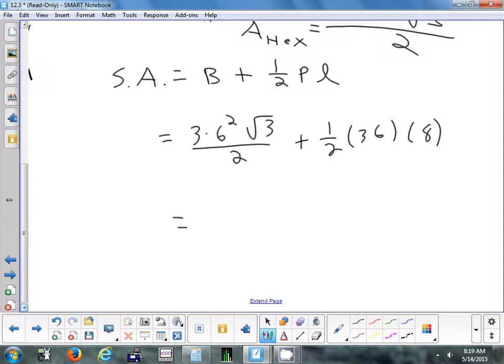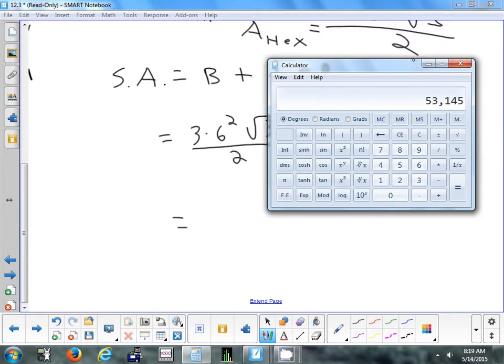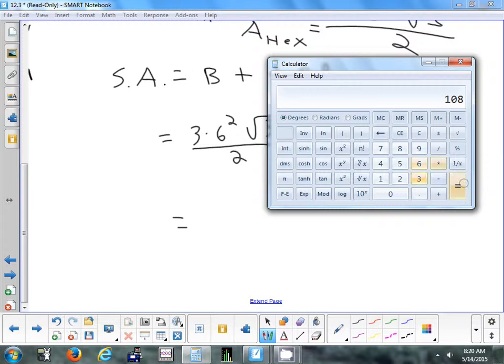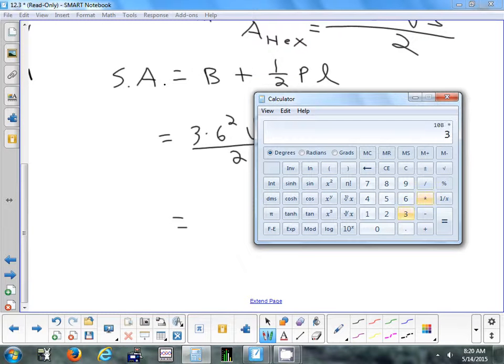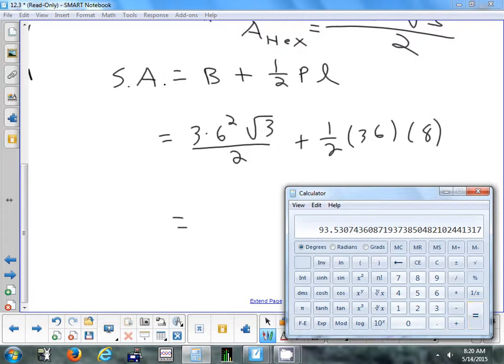Just to make sure, remember our order of operations. What's the first thing I do when I'm finding the area of the base? Which calculation do I do first? Yep, do your exponent first. 6 squared is 36, times 3, times the square root of 3, and take all that and divide by 2. Why the square root of 3? We didn't go through the proof. For this problem, we'd have to go through the proof why it's the square root of 3, but that's not something we're going to do. So that's the area of the base, 93.5.